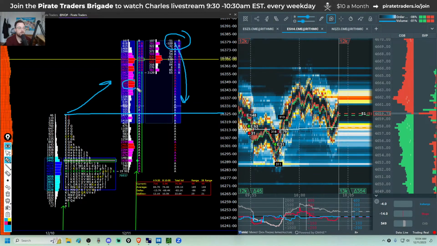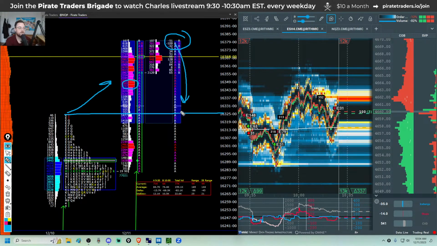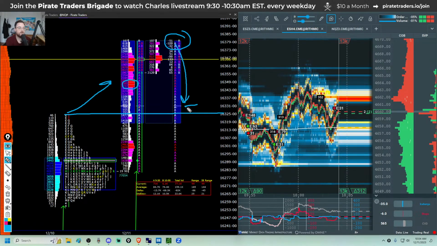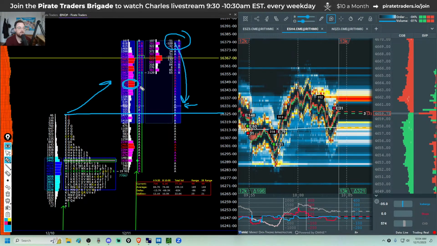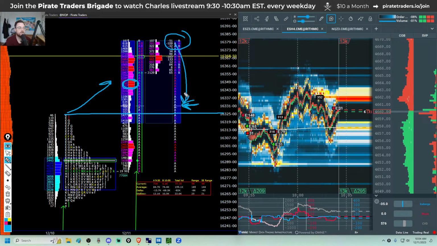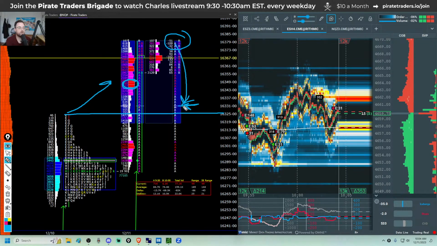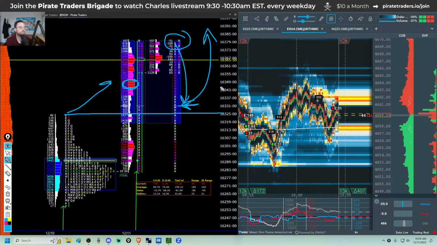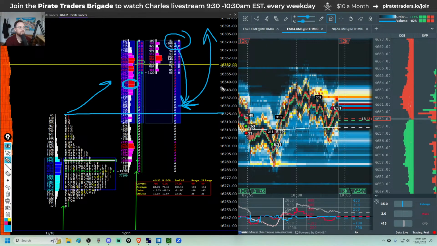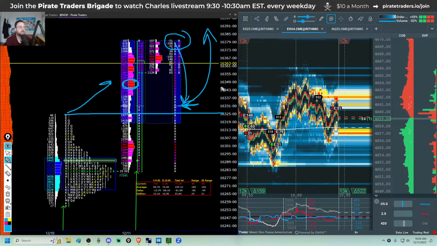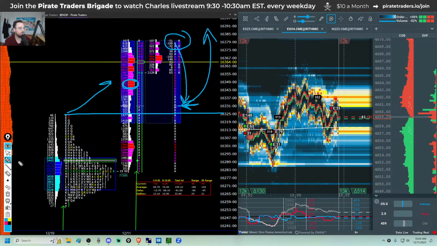So we've got support at 16,343, and 16,331. That's the node of volume right here and the halfback right here. Either of those could act as support to slingshot the market back up through the poor high. Can they hold it? That is the question. Can they hold the support above the overnight high?